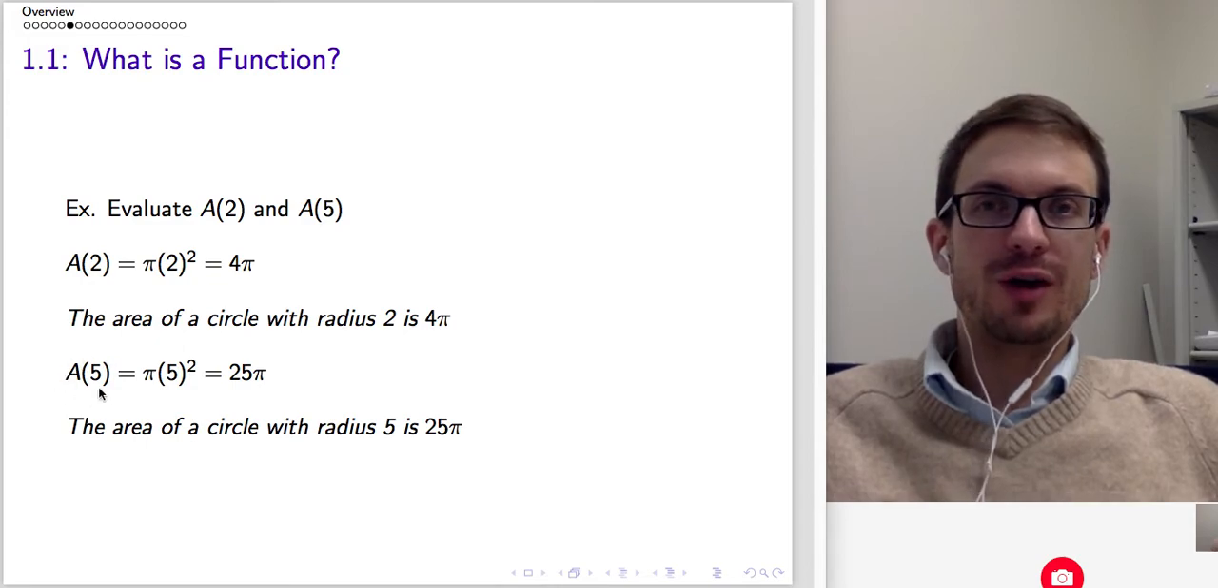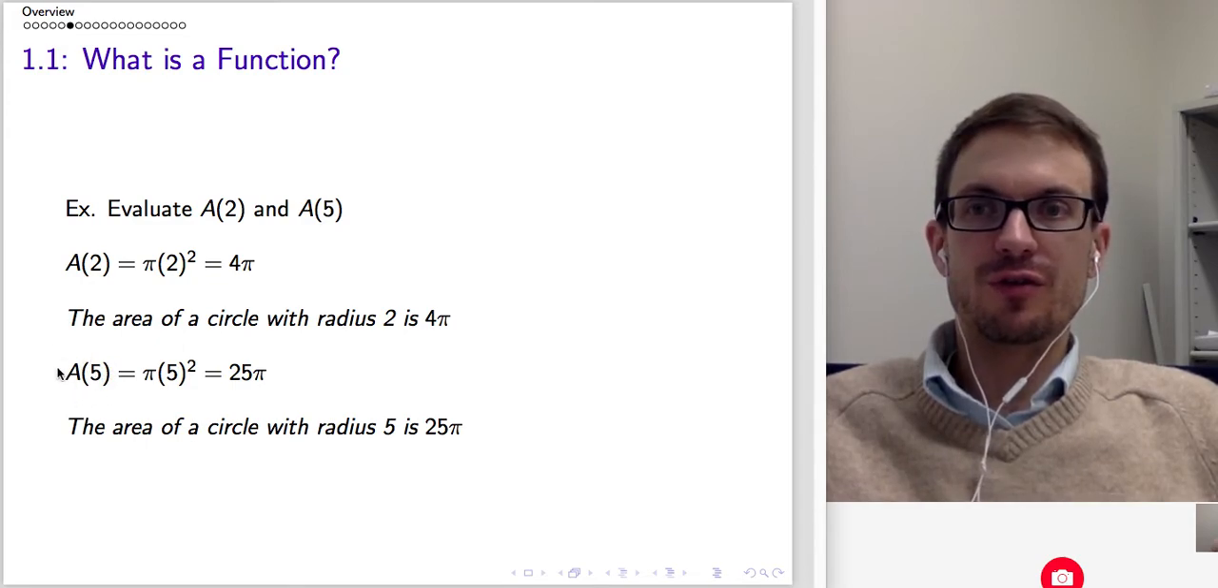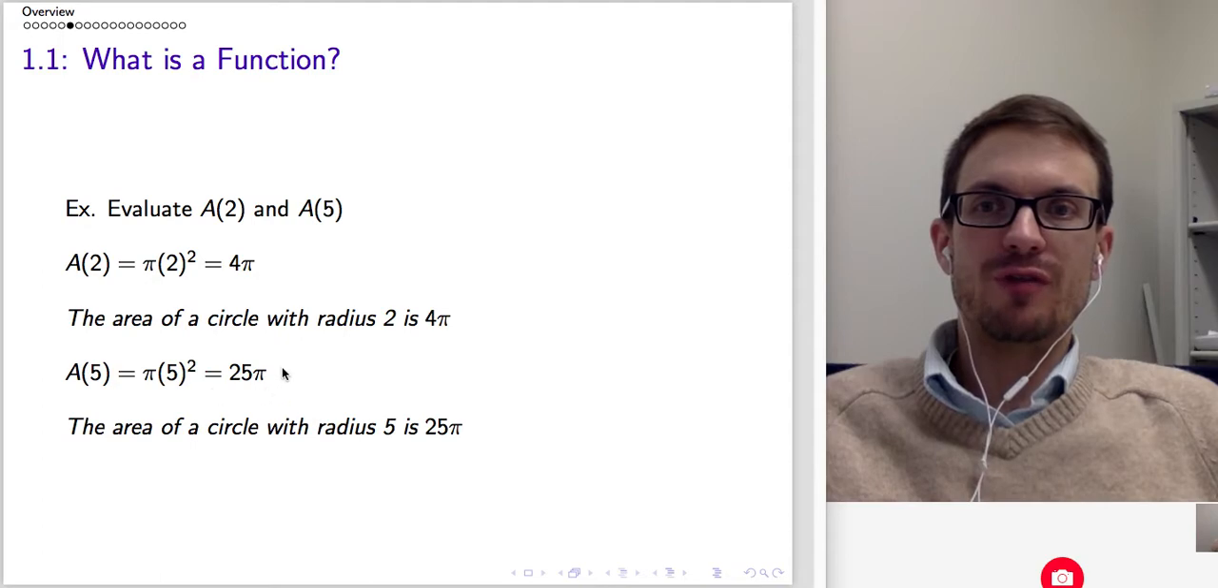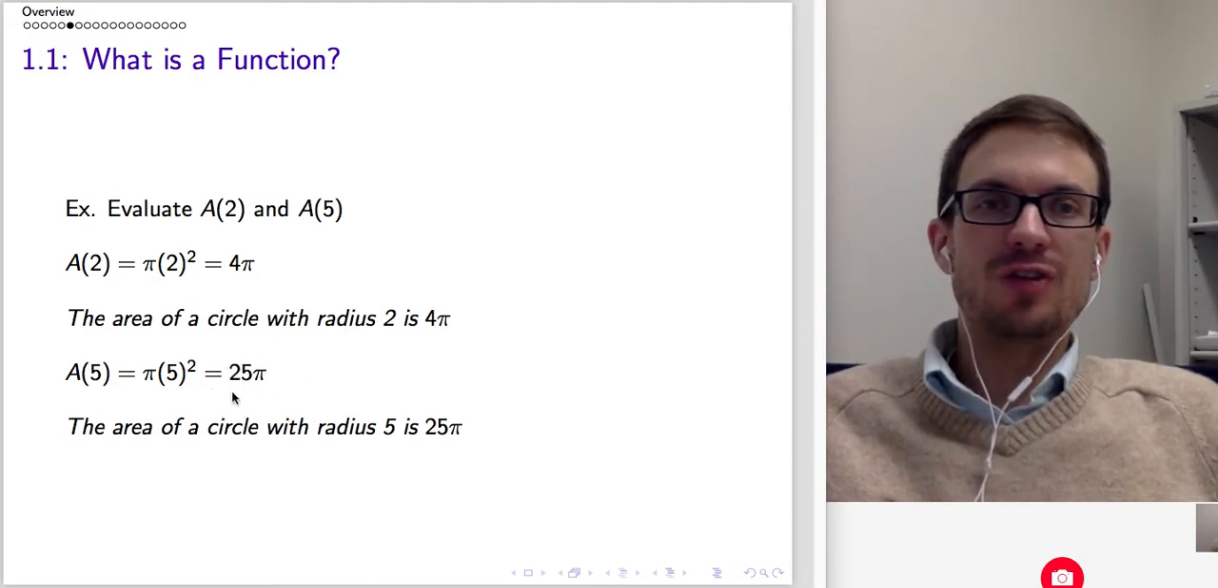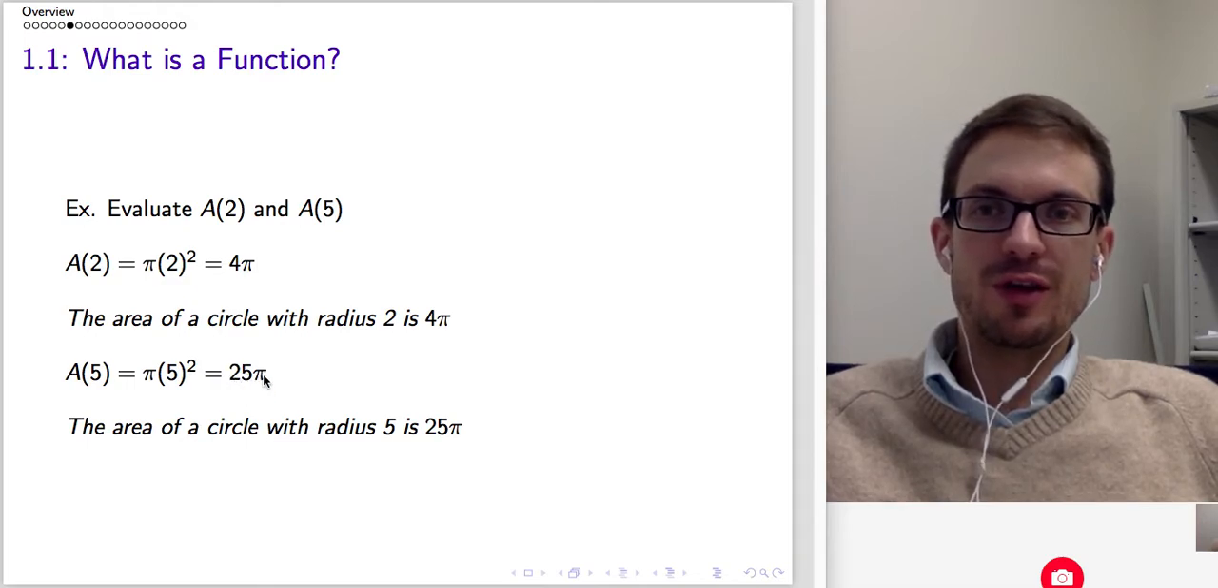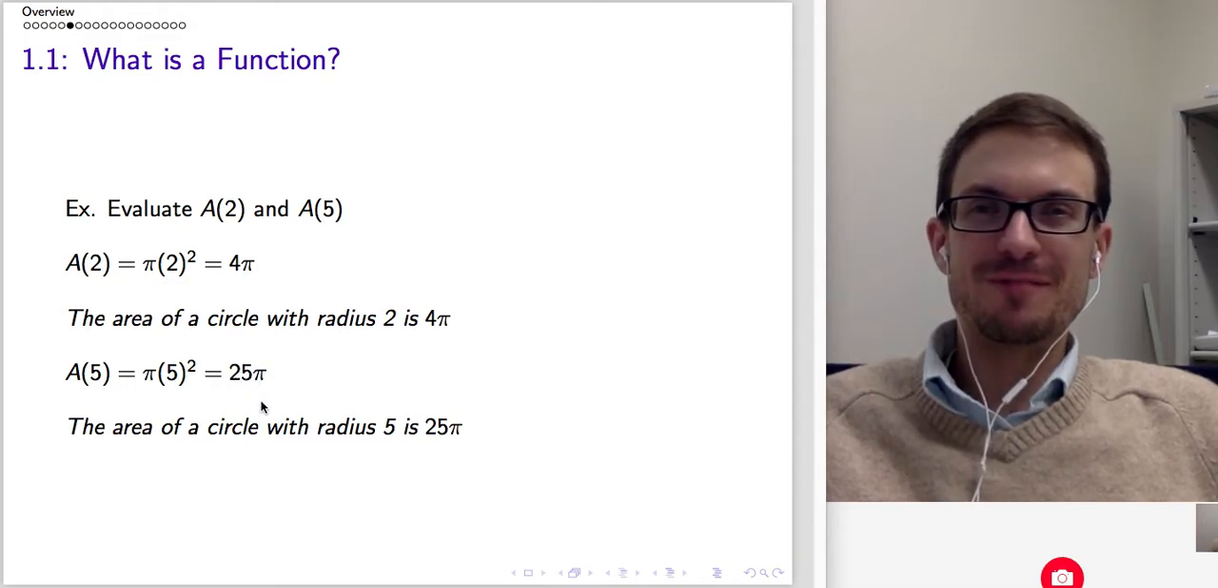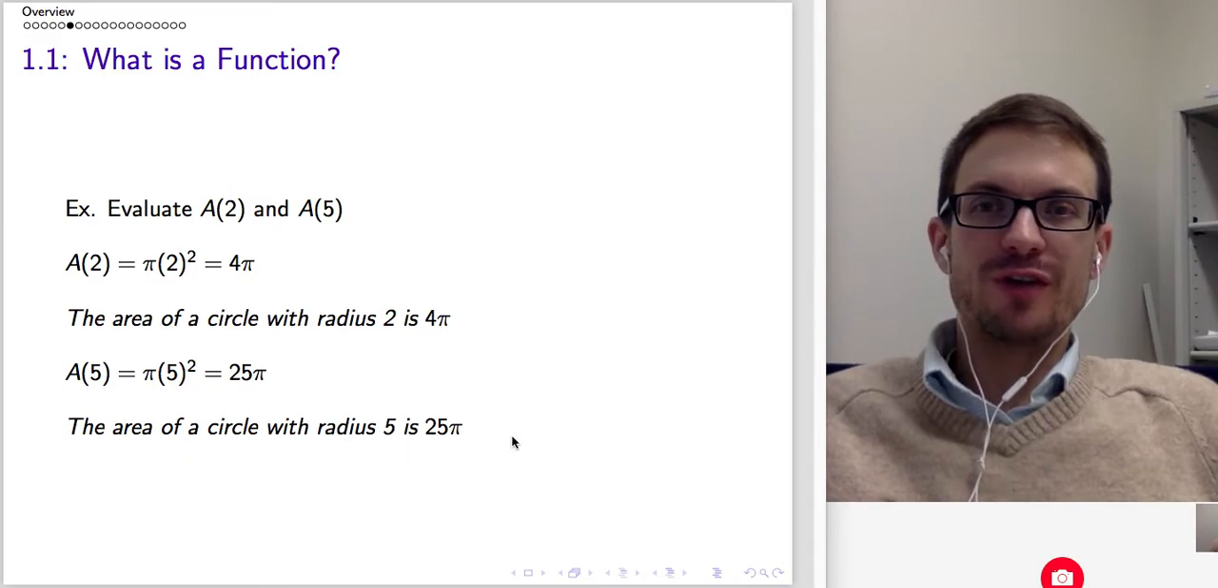Or if we're going to evaluate our area of a circle for a radius of 5, we have 25 pi. And just their convenient notation is to put the number first and then the Greek letter, even though this is itself a number. So the area of a circle with radius 5 is 25 pi.